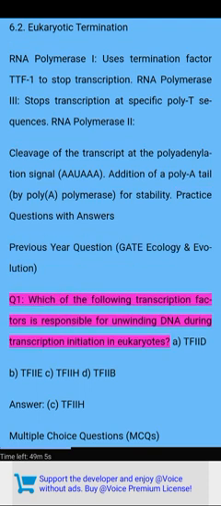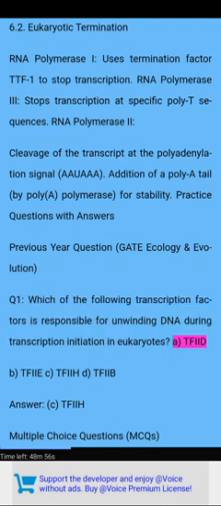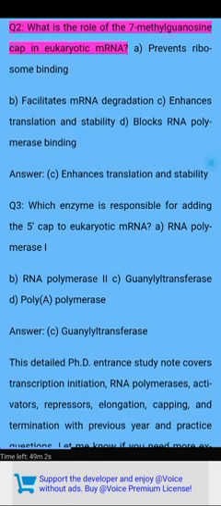Q1. Which of the following transcription factors is responsible for unwinding DNA during transcription initiation in eukaryotes? A. TFIID. B. TFIIB. C. TFIIH. D. TFIIE. Answer: C. TFIIH. Multiple choice questions, MCQs.